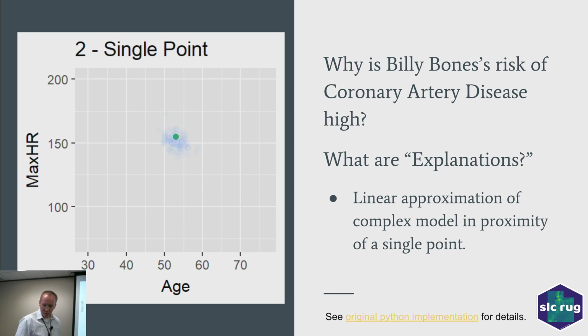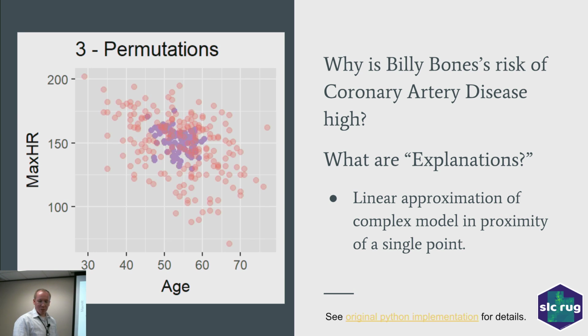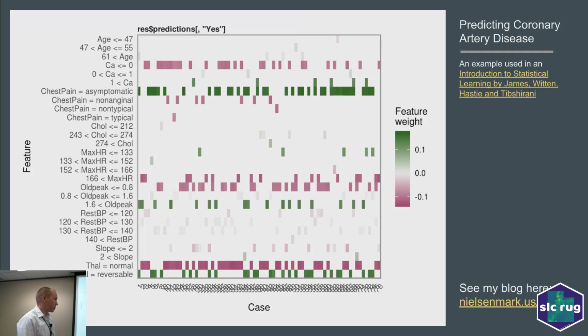So I used an example data set from the Intro to Statistical Learning. I have the link up there. It's predicting coronary artery disease. And once you fit your model, you can fit your LIME model and then produce this explanation plot, right?